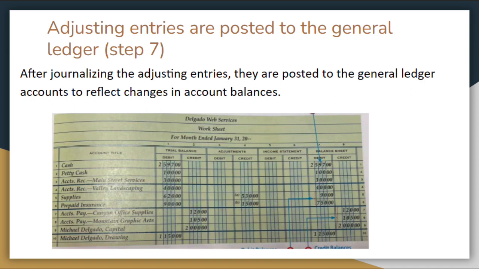So as you can see right here, we made an adjusting entry to supplies, for example. We credited supplies because we lost $530 worth of supplies, right? Because supplies normally increase on the debit side, so we credited because we lost value in our supplies. So it goes back down to 90. And all the other accounts are adjusted, added up, and you make sure that each side is equal to the other side because of the accounting equation.